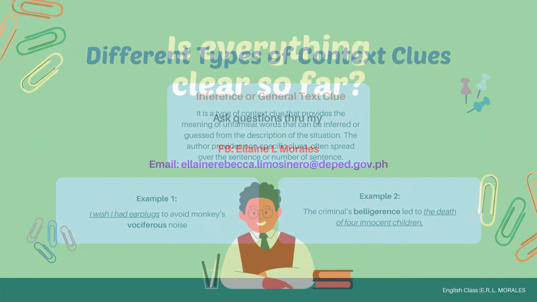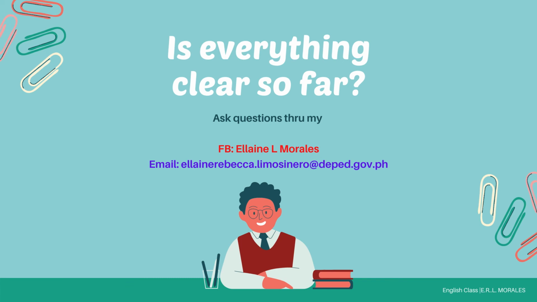Okay, so just a review, we have different types of context clues. First one will be synonym or restatement clue. Second is the definition or statement clue. Third one will be antonym or contrast clue. Fourth one will be explanation or example clue. Fifth is the cause and effect or reason result clue. Sixth will be comparison or sameness clue. And the last one will be inference or general text clue.